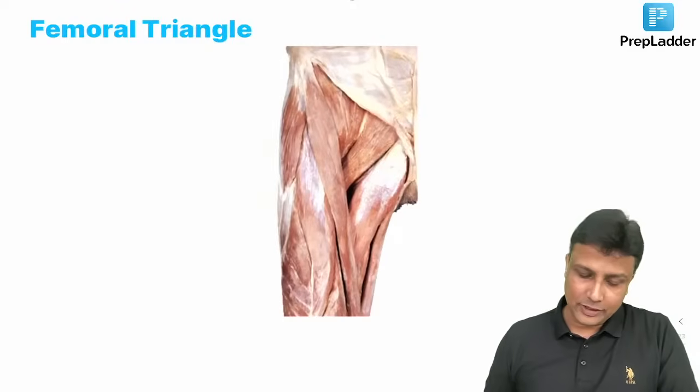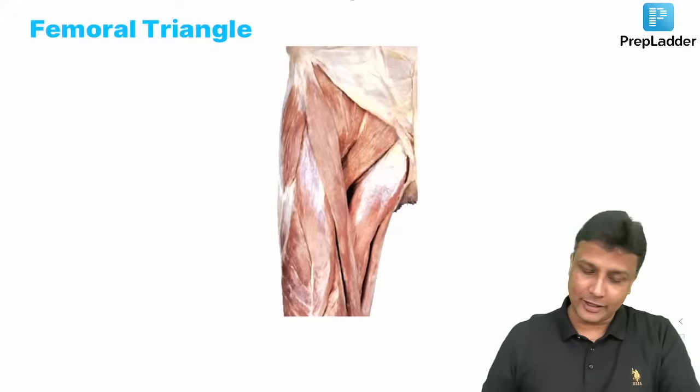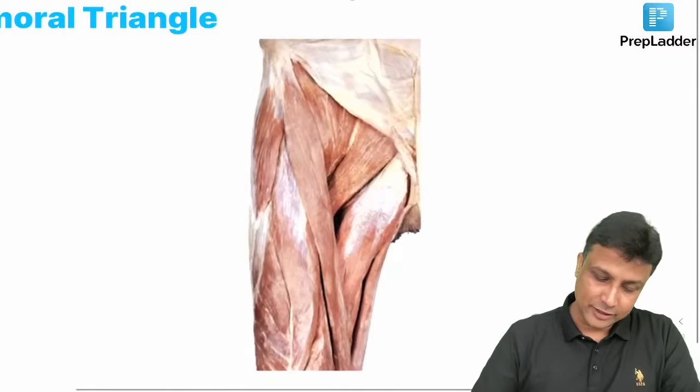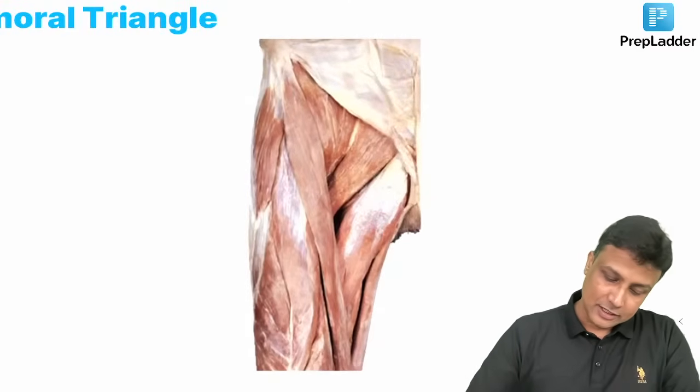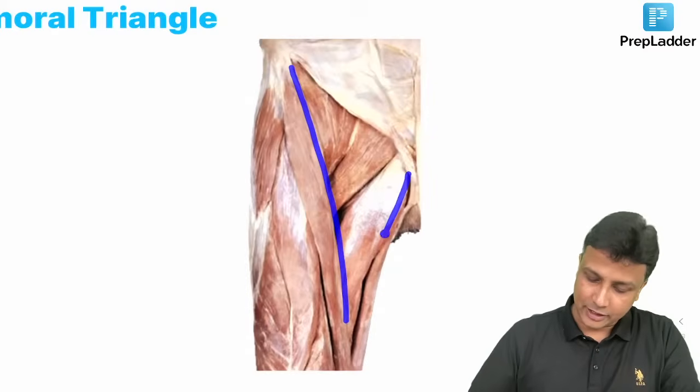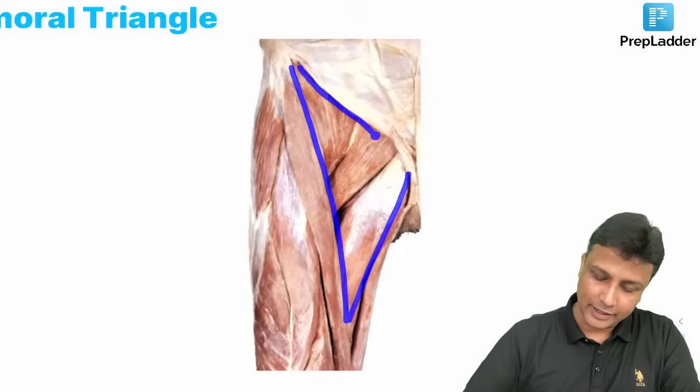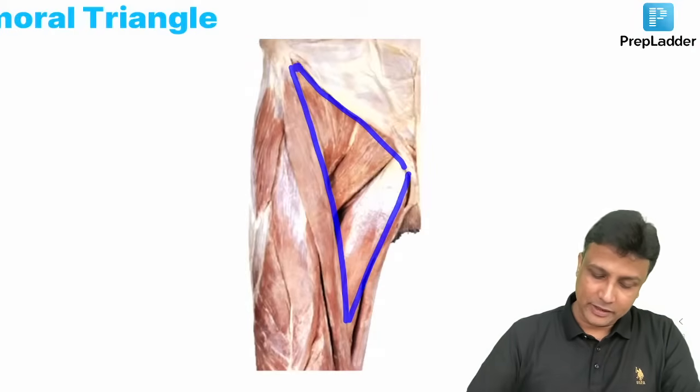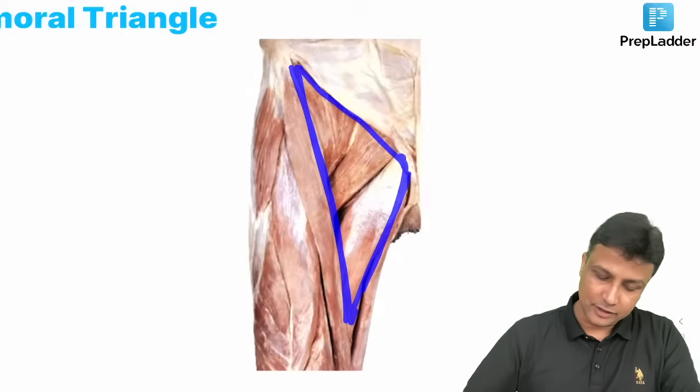Now, once you are done with this one here, the next one is about the femoral triangle. In this diagram, you are able to appreciate here, on the lateral side, there will be sartorius, and on the medial side, there will be adductor longus muscle, and then here there will be the inguinal ligament. Between these three, there will be a triangle, and this triangle will be the femoral triangle.